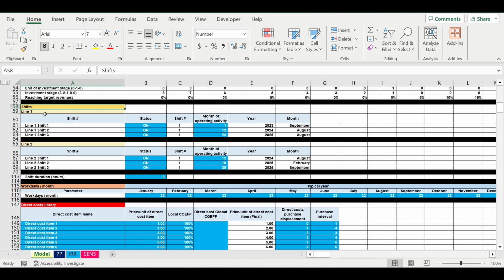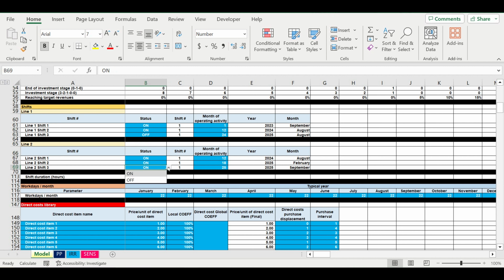Then, you can make an assumption that each manufacturing line may contain maximum of 3 shifts. Plus, each shift may be plugged into a different moment inside the timeline of the project. Here, for each manufacturing line, we can specify the month of operating activity when this shift appears. Also, we can switch on and off different shifts to see the financials with or without this or that shift.